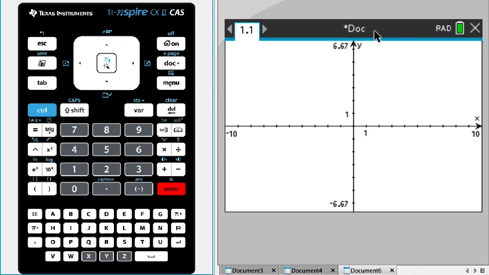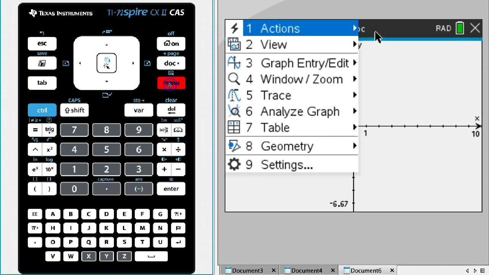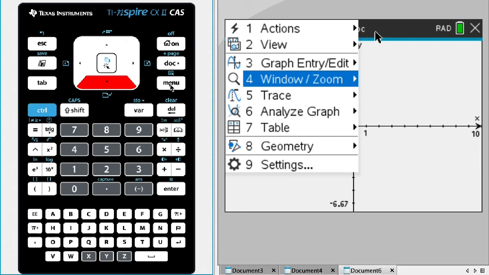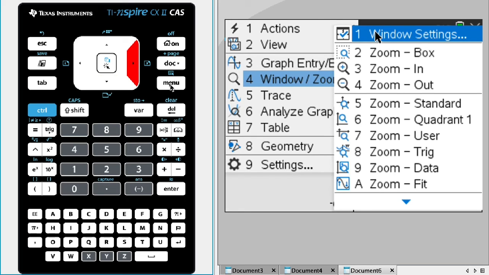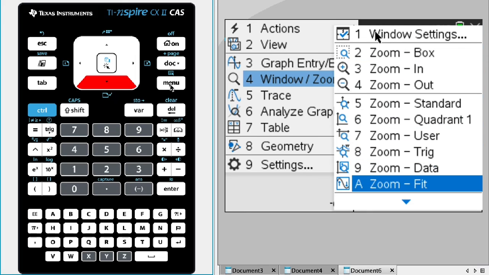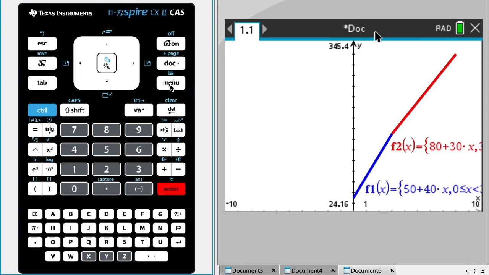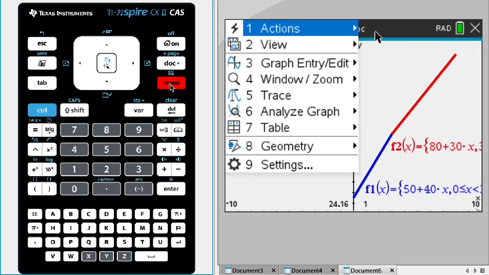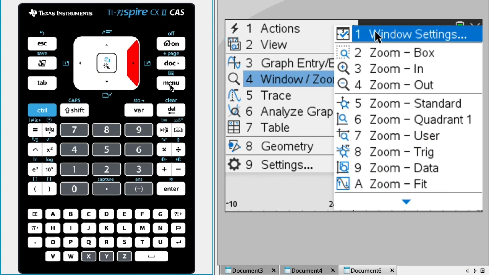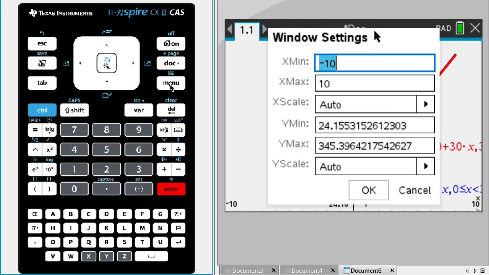So the first thing I'm going to do is go menu, zoom, and zoom fit. You can now see the calculator has automatically changed the values. Now I'm going to modify the values so I'm happy with them. So I'm going to go menu, down to window settings. Here are the settings the calculator has set.